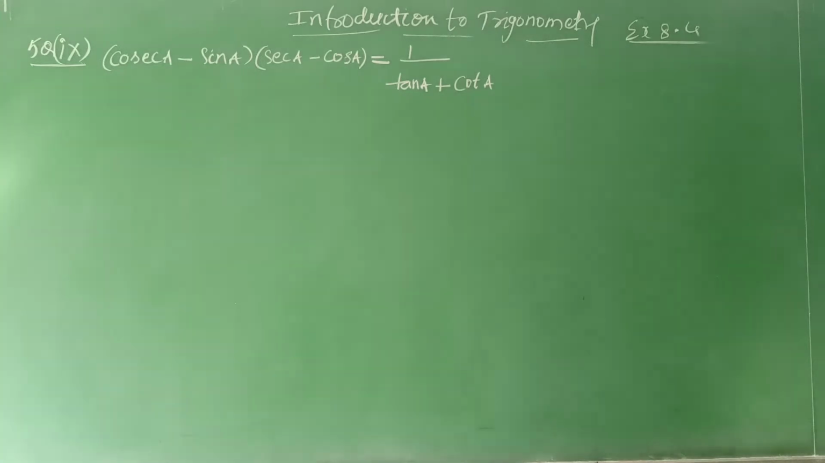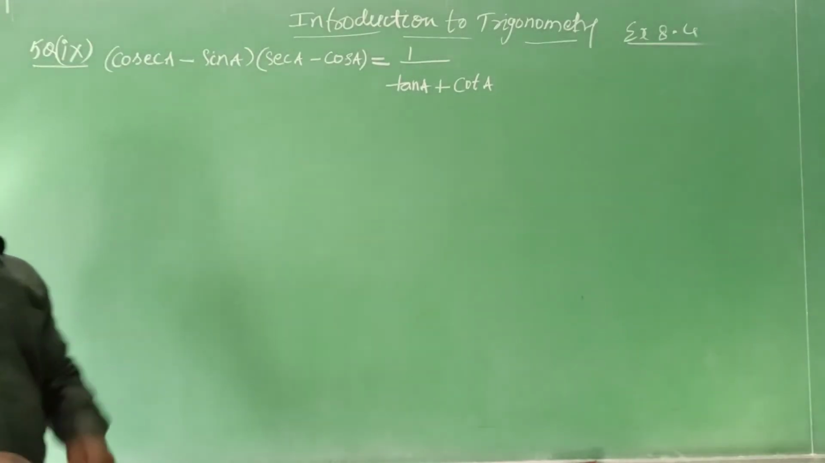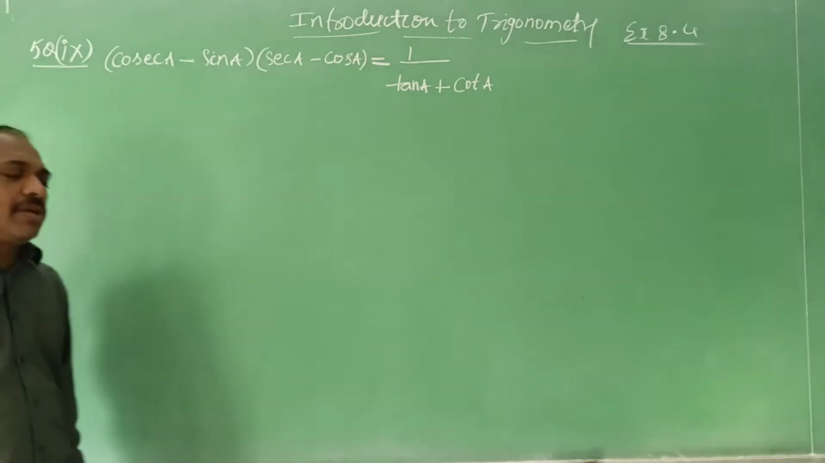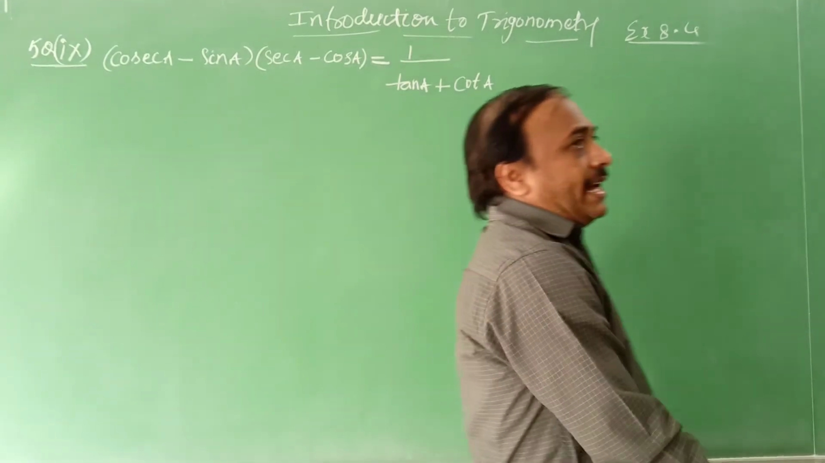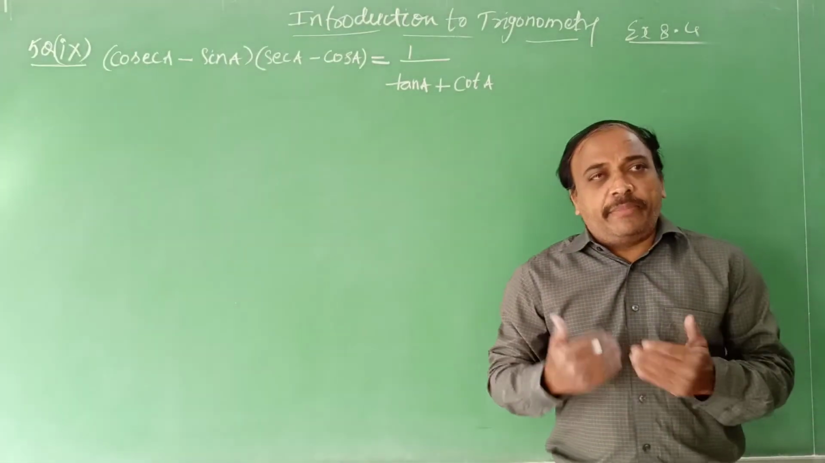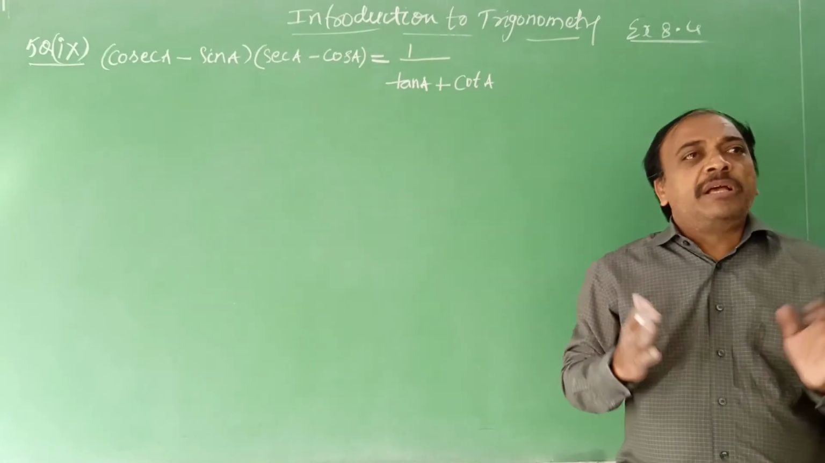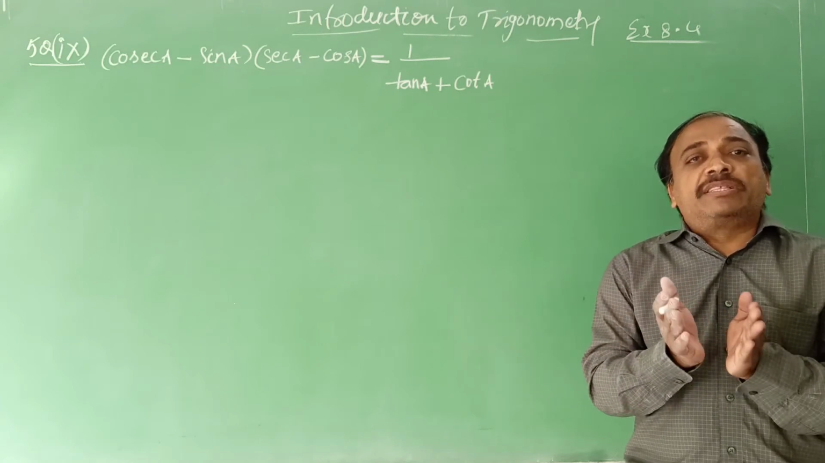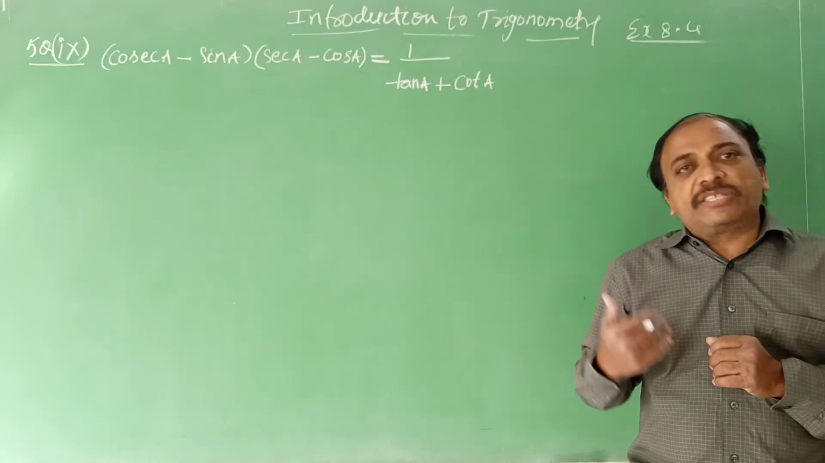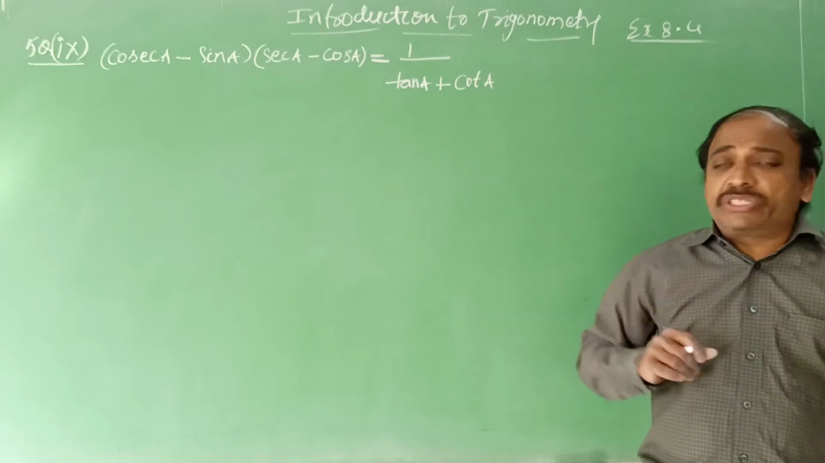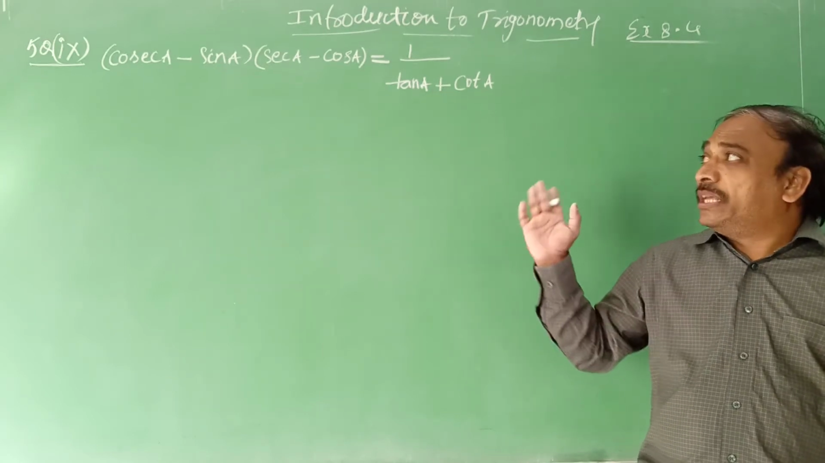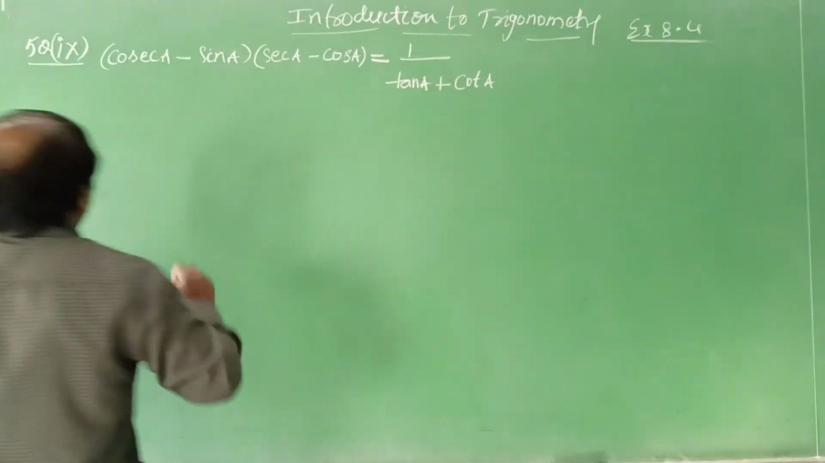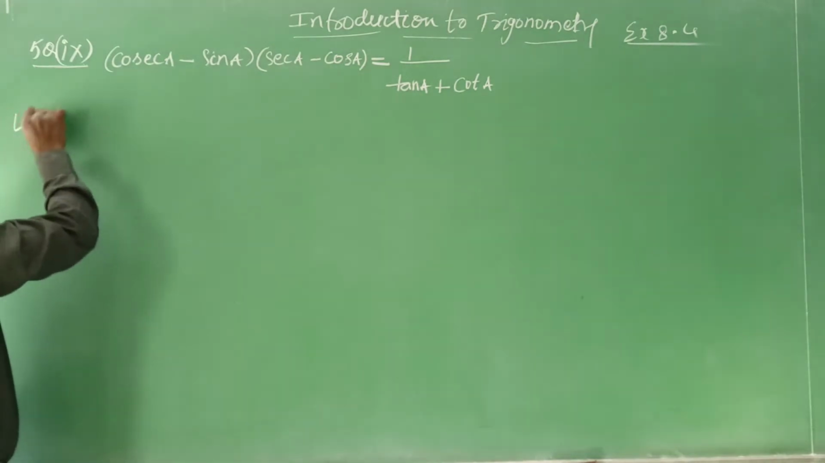See question number 9: (cosecant A minus sin A) into (secant A minus cos A) is equal to 1 by (tan A plus cot A). As I said in the beginning of the class, when we start this exercise, sometimes we need to prove LHS and RHS separately and show that both answers are equal. Sometimes from LHS to RHS we can prove. So in this question we need to simplify both LHS as well as RHS. So here first, LHS.